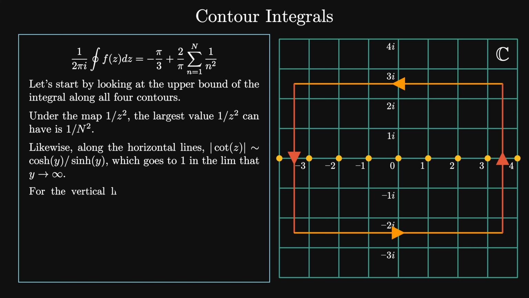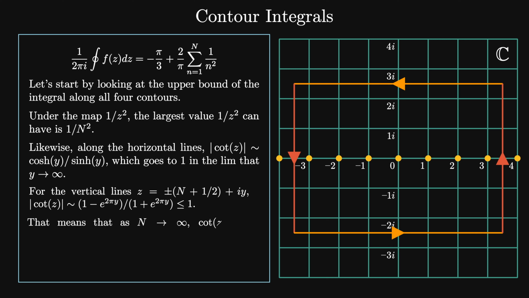For vertical lines, z equals plus or minus N plus a half plus i times y, the magnitude of cotangent of z goes like (1 minus e to the 2 pi y) divided by (1 plus e to the 2 pi y), which is always less than or equal to 1. This means that as N goes to infinity, cotangent of z divided by z squared goes to a constant divided by N squared.